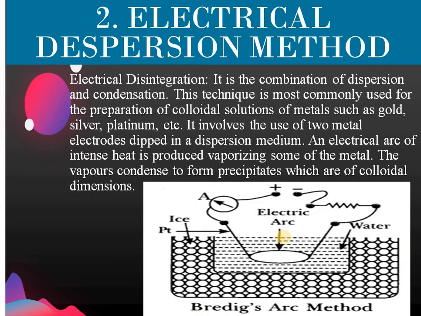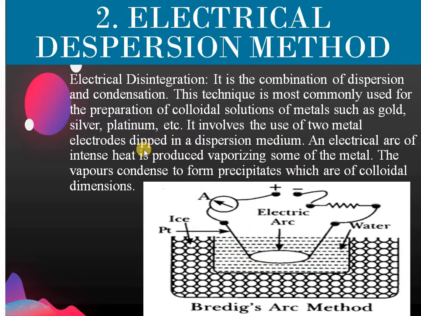Moving to the next, this is the electrical dispersion method. Electrical dispersion means here we will use electric current. So it is the combination of dispersion and condensation. This technique is most commonly used for the preparation of colloidal solutions of metals such as gold, silver, platinum, etc. It involves the use of two metal electrodes dipped in a dispersion medium. So we have two metal electrodes, whose colloidal solution we want to prepare. Then these two electrodes are dipped in a dispersion medium.